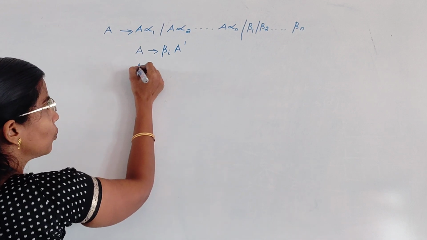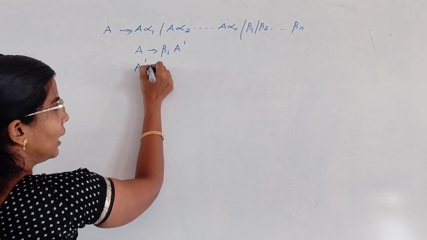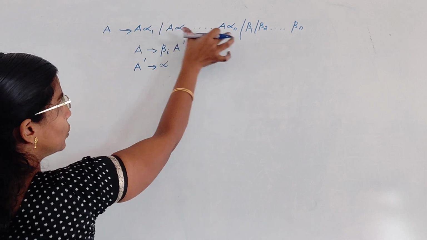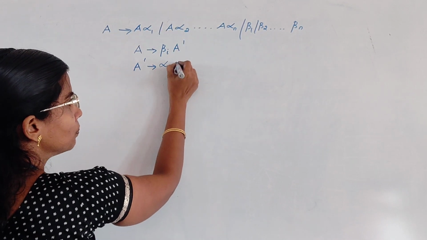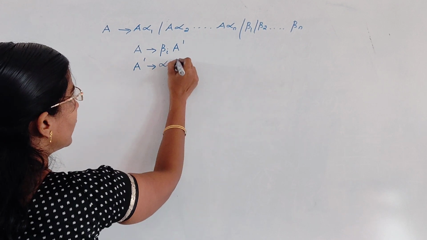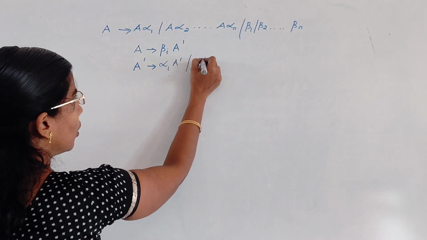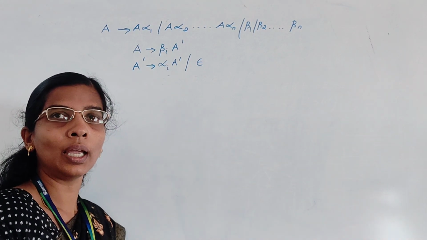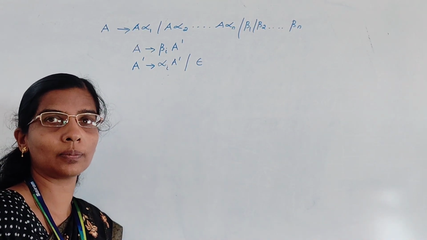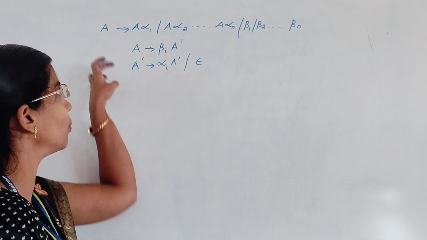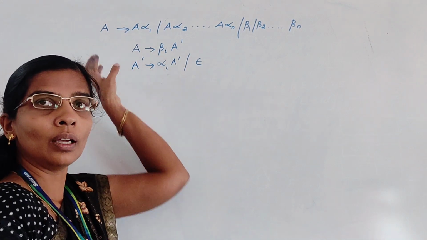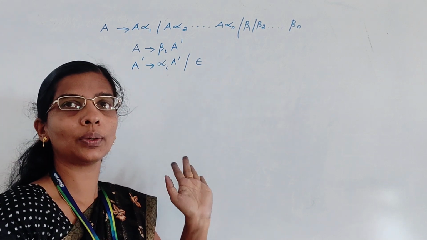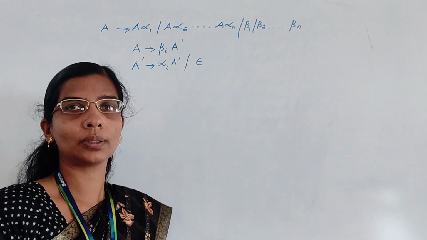Next you have to write what this A dash can be. A dash tends to alpha I, A dash, or just epsilon. This is how I am going to eliminate my left recursion. You can remember this formula. If your grammar has left recursion, apply this and you can eliminate your left recursion.